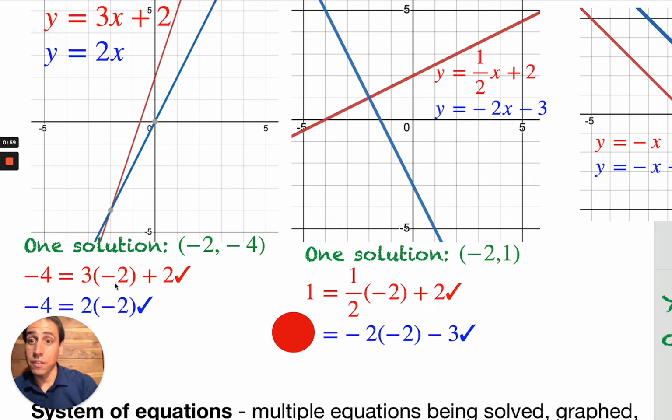You can actually check to make sure. If you plug in -2 for x and -4 for y here, it solves the red equation. You can see -4 does in fact equal 3 times -2 plus 2. Check. Good. Then at the same time, it also solves the blue equation. You can check that as well. This is the x value, the y value goes there. -2 is the x value, -4 is the y value, and actually it does work. So we confirmed that it has one solution, and we checked it, and there it is.